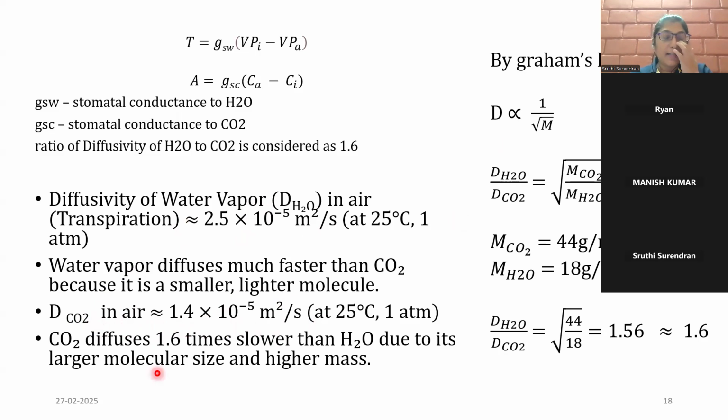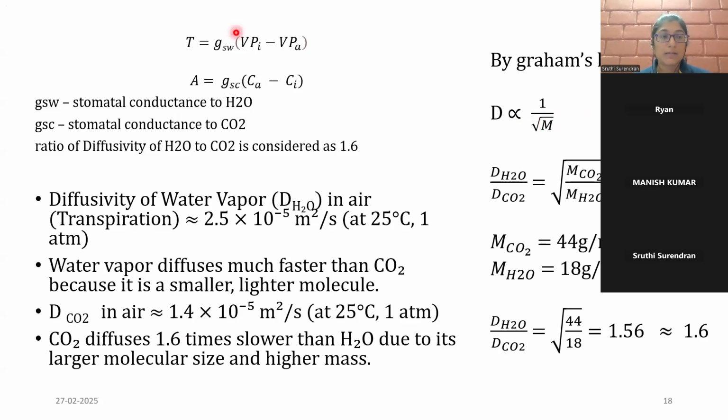Now, we say that carbon dioxide through the same stomata, say suppose stomata is just one opening, and through that opening, carbon dioxide will diffuse into the leaf 1.6 times slower than water exiting the system. This can be found out by Graham's law, which connects the diffusivity with the molar mass, both of them being inversely proportional to the root of the molar mass.